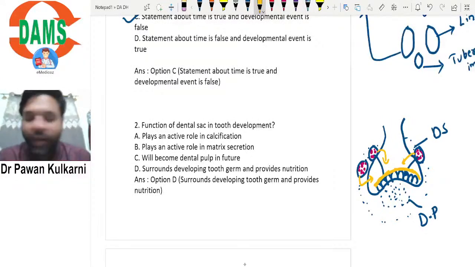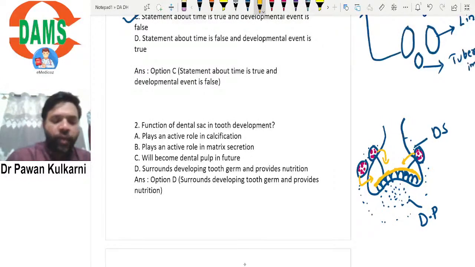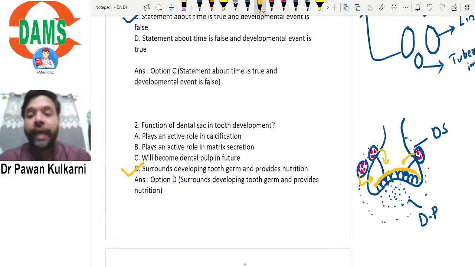So basically what we have to remember is the dental sac is responsible for the nutritional supply to the important cells here. What are the important cells here? The vital cells are the ameloblasts. Ameloblasts are the cells which result in the enamel formation.